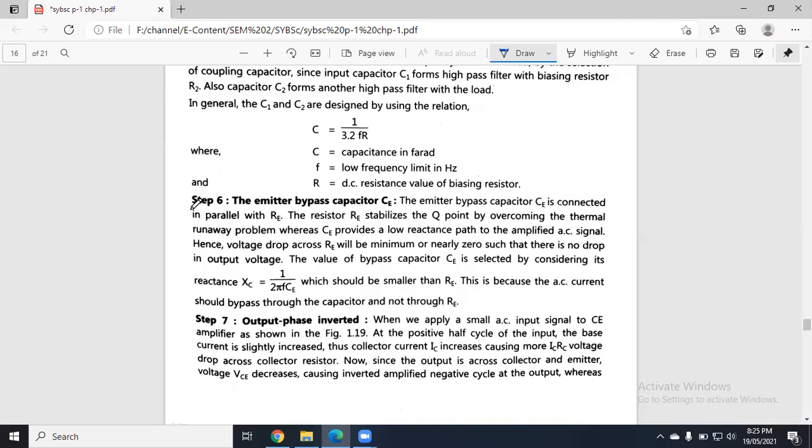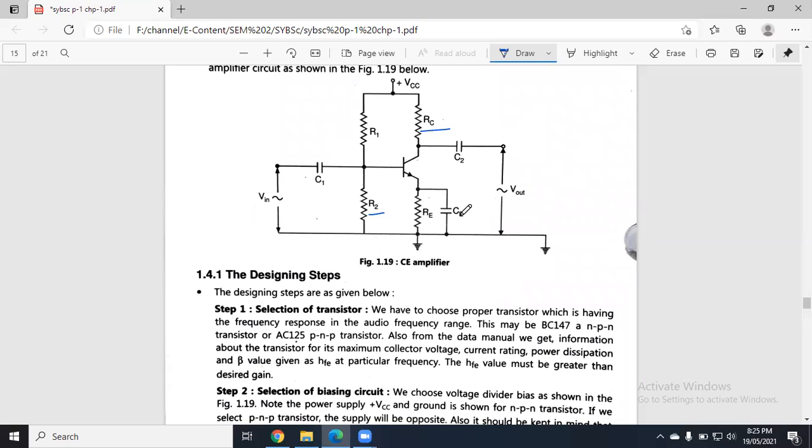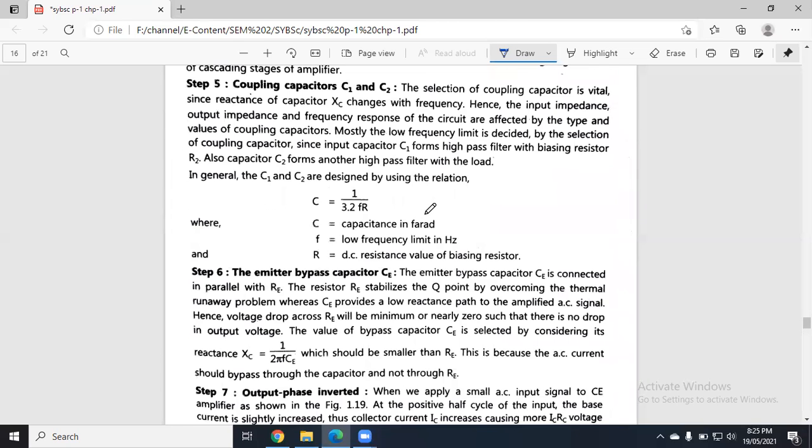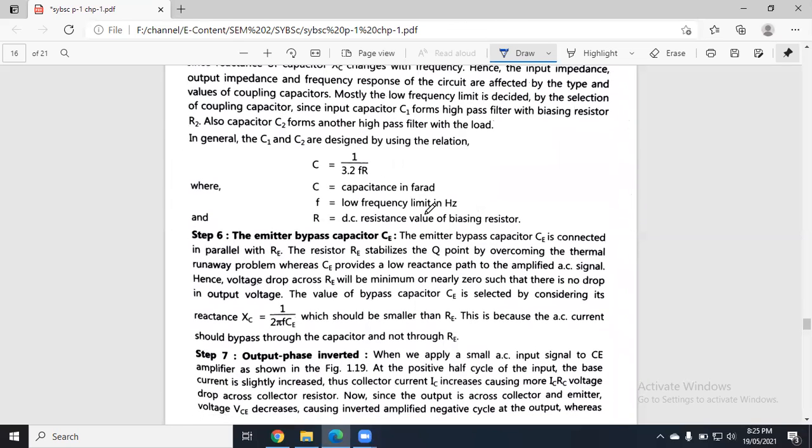The emitter bypass capacitor CE is connected, to solve the thermal runaway problem. So it's connected in parallel with RE. We have seen in the diagram, CE is connected in parallel with RE. As you can see, this CE, emitter capacitor or bypass capacitor, is connected in parallel with RE. The resistor RE stabilizes the Q point by overcoming the thermal runaway problem, whereas CE provides the low reactance path to the amplified AC signal.